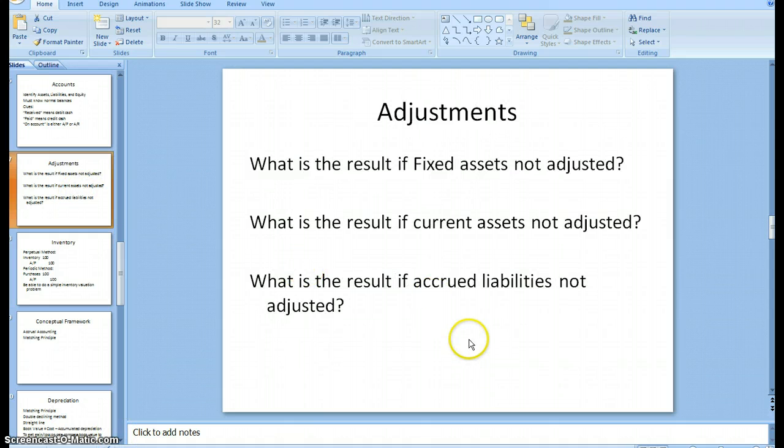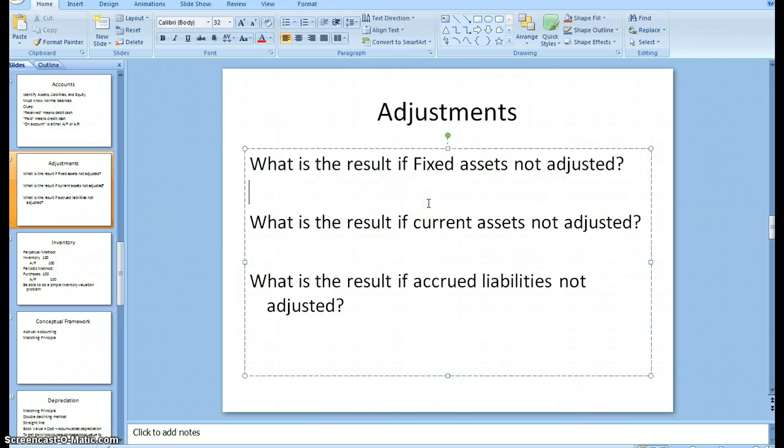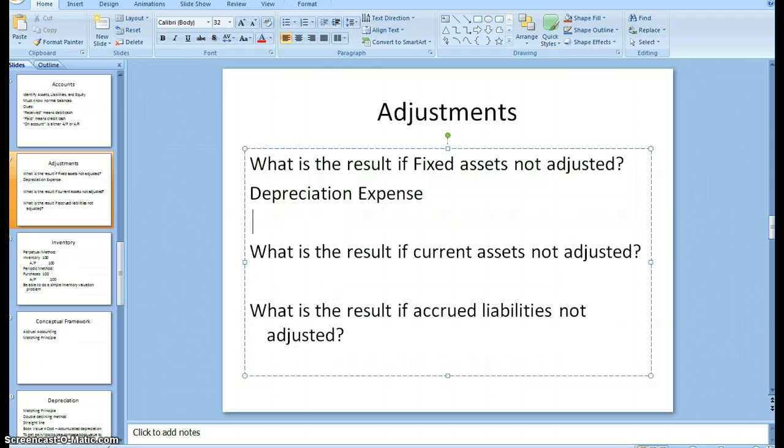More from Accounting 1. Adjustments. So when you look at these adjustments, what is the result if fixed assets are not adjusted? We'll go to the journal entry. How do we adjust fixed assets, right? We have depreciation expense, yes, and we have a credit to accumulated depreciation. Okay, so what happens if we don't make that journal entry? Expenses are understated on the income statement and assets are going to be overstated on the balance sheet.